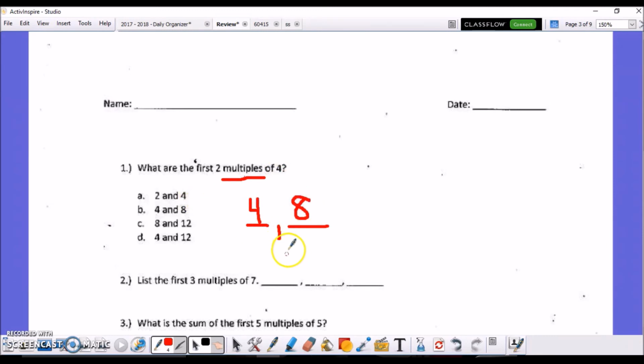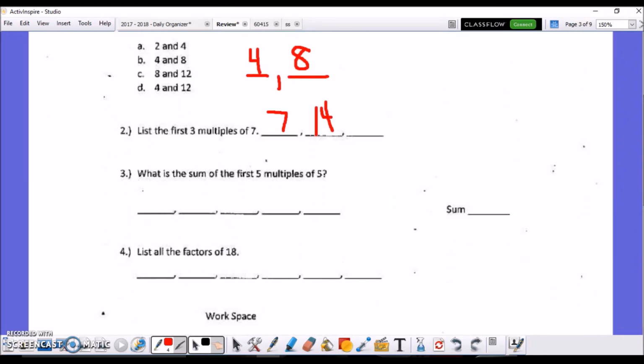Circle the correct answer. Question 2 asks to list the first 3 multiples of 7. Multiples is music. Music means I'm skip counting. The first multiple is 7. 14 is the second multiple. And then the next one I'll leave for you to fill in.